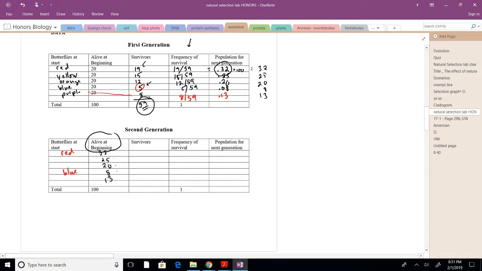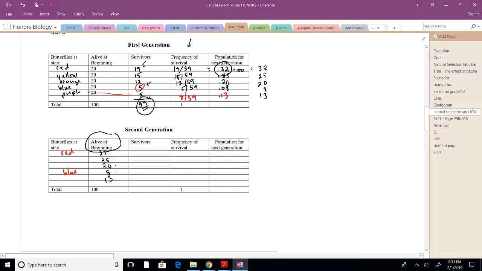So the only trick of this lab is that you need to go back to your original survivors, right here, the survivors, and then you need to make sure that you have the right number alive at the beginning. And this can be a little tricky for students, so I want to illustrate. If you have 19 red surviving butterflies in the previous generation, you just want to get it up to 32. Now, you can shake off all of the butterflies. That can be a little tedious, so let me give you a little trick here.